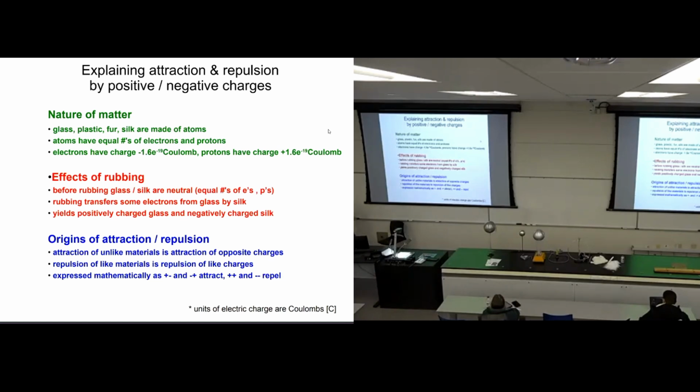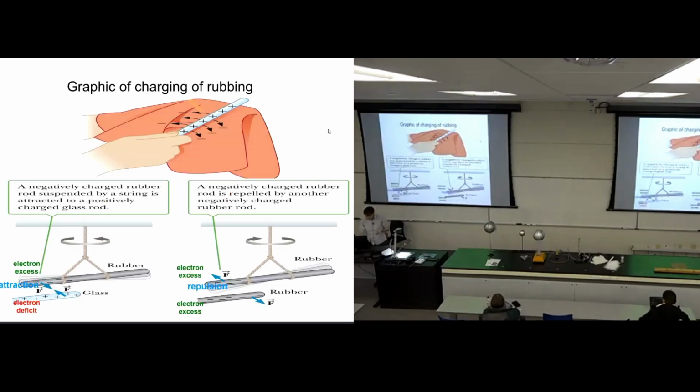So this is a modern day explanation. We've only known about electrons and protons for not much longer than 100 years, and so it's bringing us comparatively up to date. This is just a graphic of what's going on.